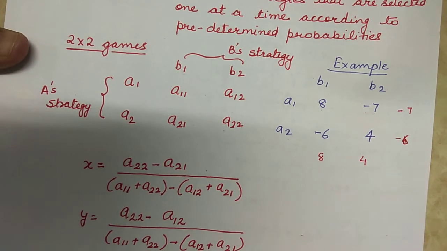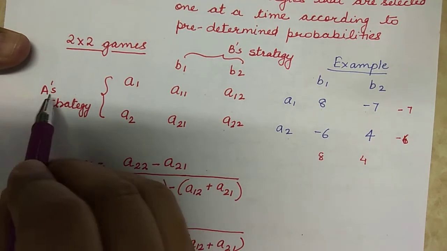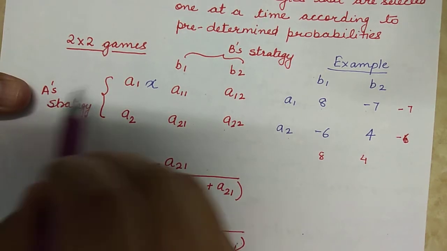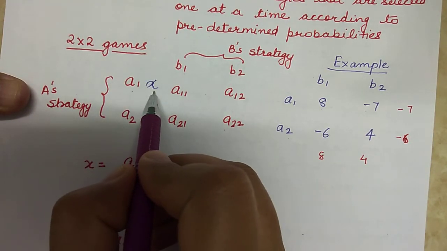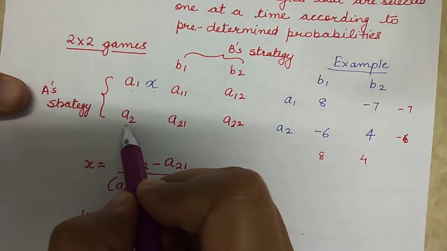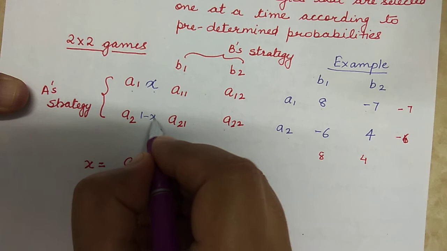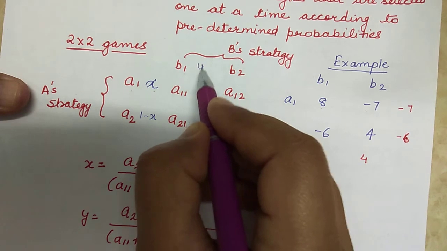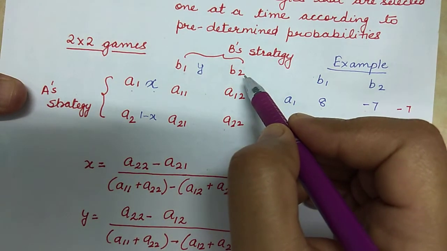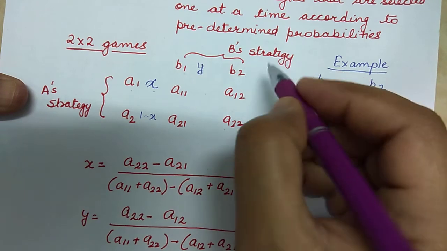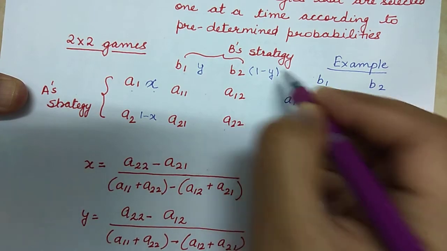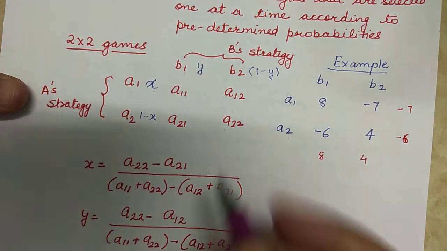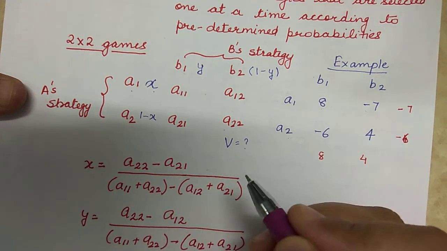So we will consider that the probability that A chooses A1 is X. We suppose that A chooses strategy A1 and the probability is X. So the probability that A chooses A2 will be 1 minus X. Similarly, the probability that B chooses B1 is Y, and therefore the probability that B chooses B2 will be 1 minus Y. Now in this game we have to calculate the values of X, Y, and V. V is the value of the game.